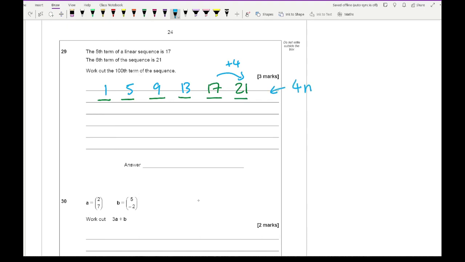And then how do I get from 4 to the first term? I take away 3. Now from this nth term, so I'll just write this down. And then to find the hundredth term, I substitute n equals 100. So it's going to be 4 times 100, take away 3, which gives me an answer of 396.